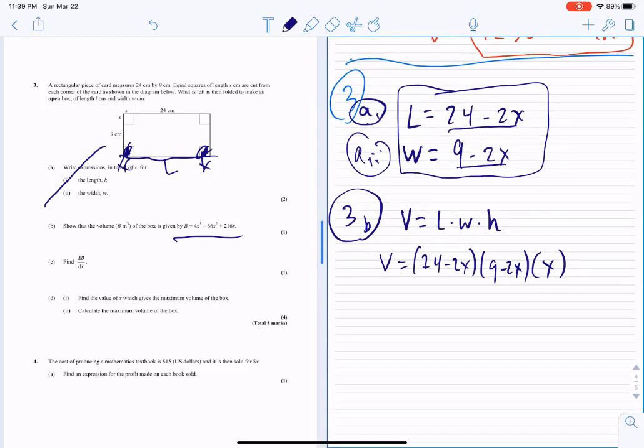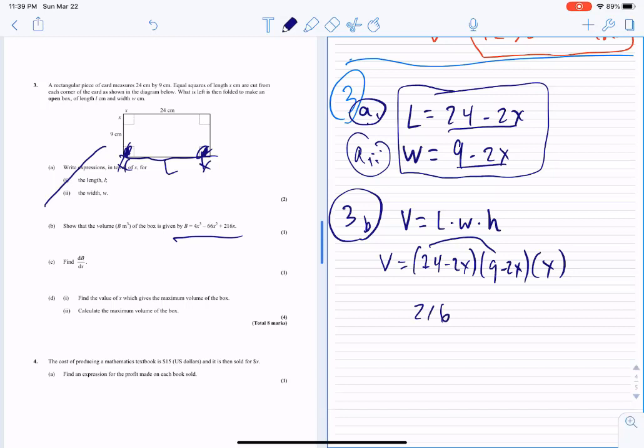So now we're going to have to distribute all this mess. We're going to FOIL it all out and solve it. So I'm going to distribute this 24 times 9 here. It's going to be 180 and 36. Okay, so it's going to be 216.